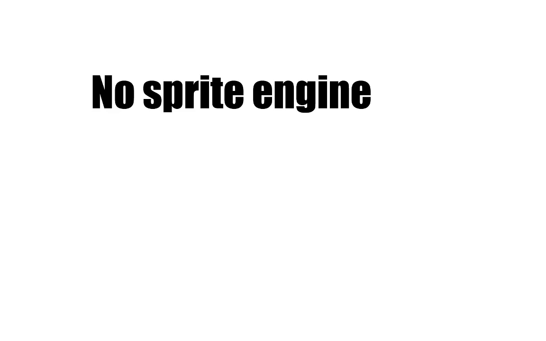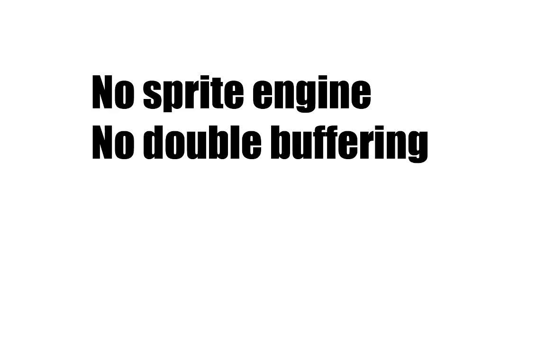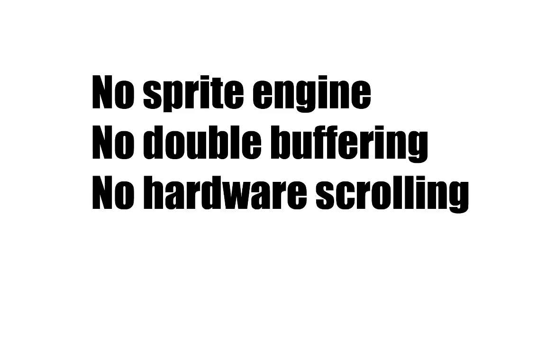The GS has no sprite engine, so when we talk about sprites it's just objects that we paint to the screen. There is no double buffering. This means that we have to check the beam that draws the picture and carefully update the screen accordingly. And also no hardware scrolling. There are 32K of graphics memory in one fixed location and that's it.